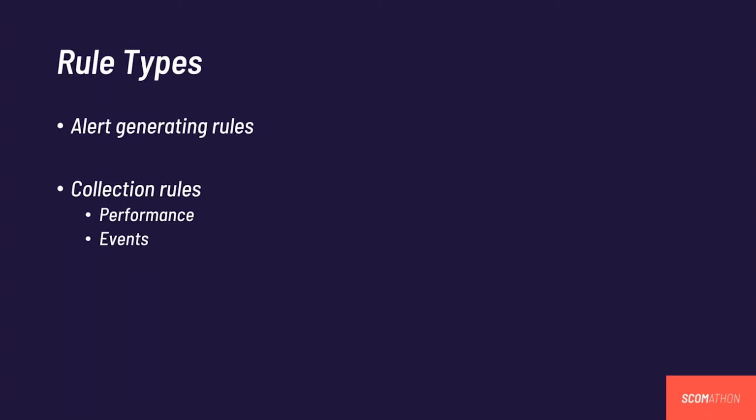Again, there are two subtypes of the collection rules: performance rules and event rules. A performance rule will collect metric data, let's say on agents, and save it as a time series, and event rules will collect events in a more textual or log format.